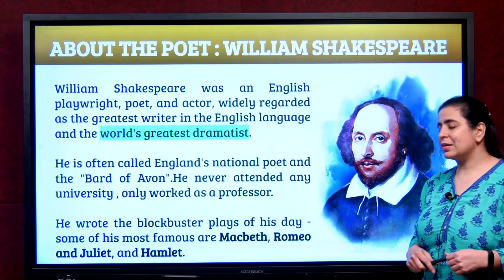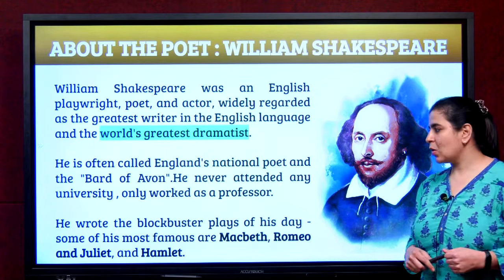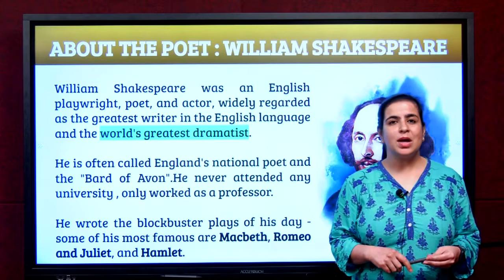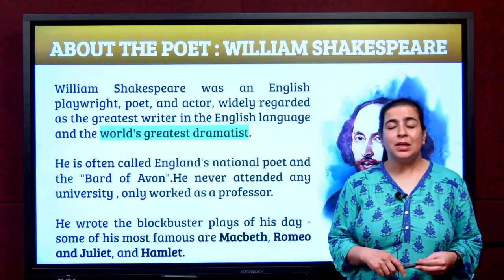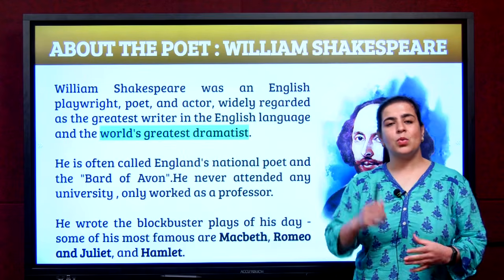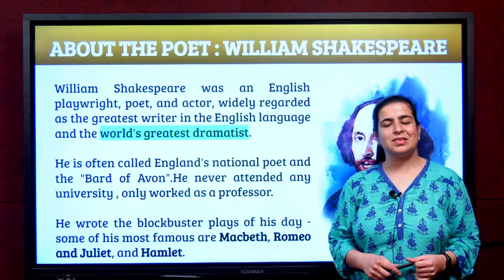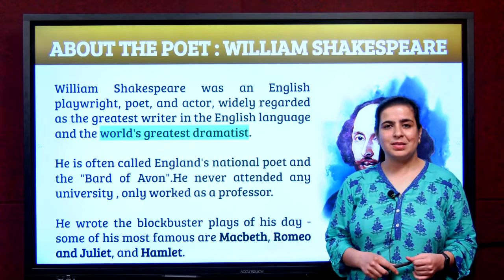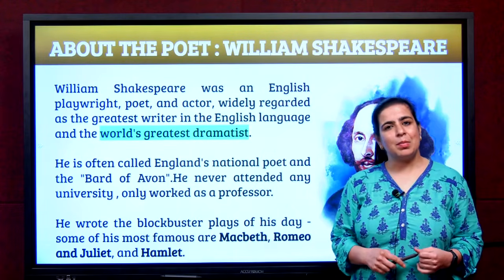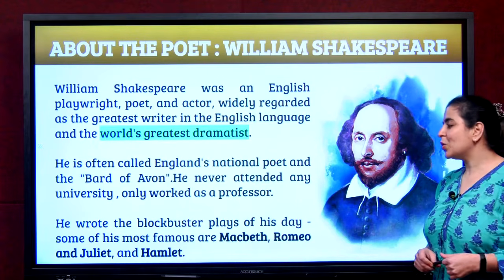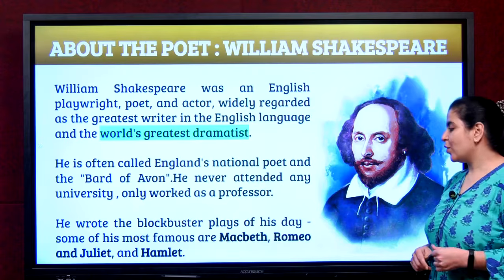He never attended any university. He only worked as a professor for some time, and then he left that also and went to a drama company. He was the curtain raiser, the man who opens the curtains just before the play is about to start. He was a curtain raiser for a long time, and with his hard work and everything, he came up to be an actor, a poet and a writer. He wrote the blockbuster plays of his day.